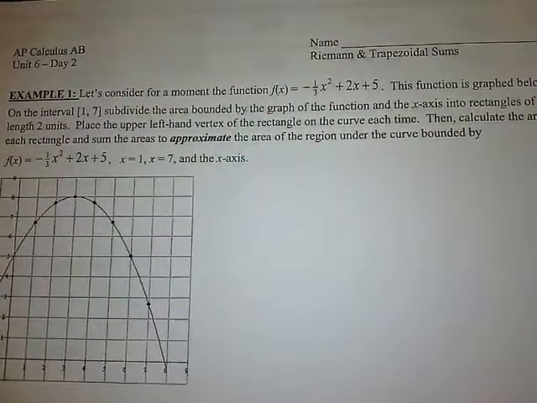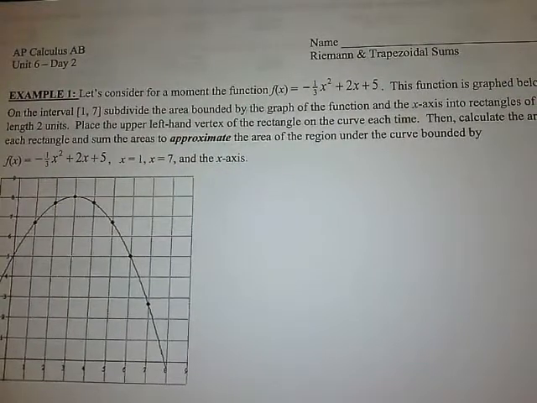It says on the interval 1 to 7, subdivide the area bounded by the graph of the function and the x-axis into rectangles of length 2. Place the upper left-hand vertex of the rectangle on the curve each time. Then calculate the area of each rectangle and sum the areas to approximate the area of the region under the curve bounded by f of x, x equals 1, and x equals 7.